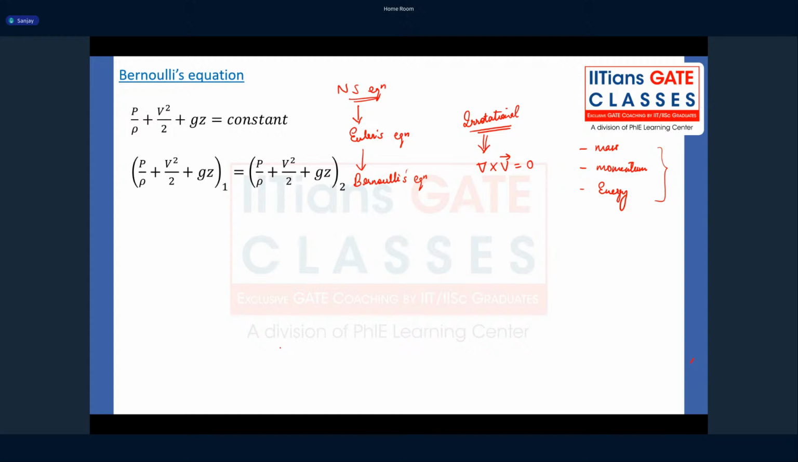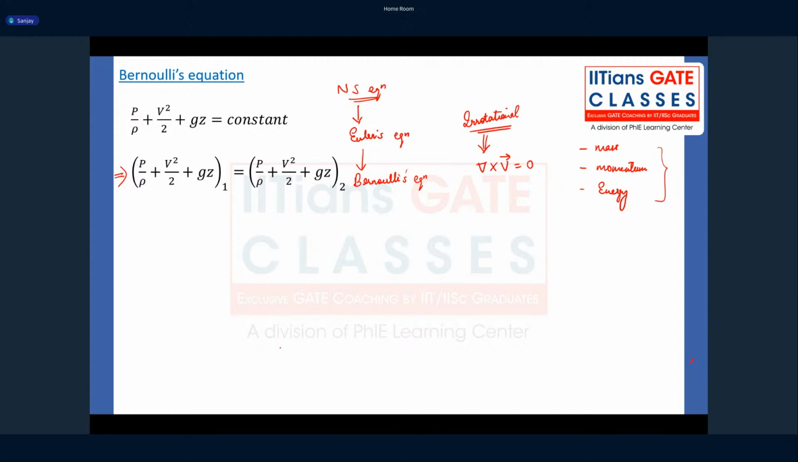Okay. Now, when you say that the fluid is irrotational and it is incompressible and also it is steady, you can apply Bernoulli's equation at any 2 points. Okay. You can apply Bernoulli's equation at any 2 points in an irrotational flow. So that is the second form, where you have applied it at point 1 and at point 2, and the things in the bracket are the same. Okay, so you can apply it between any 2 points.